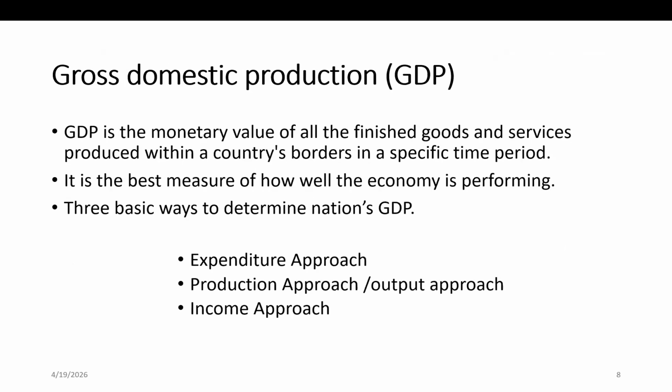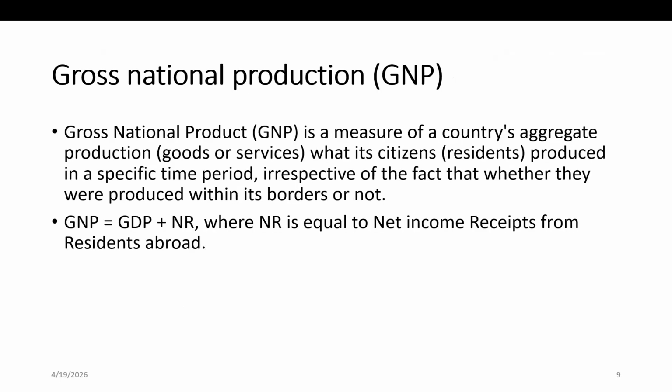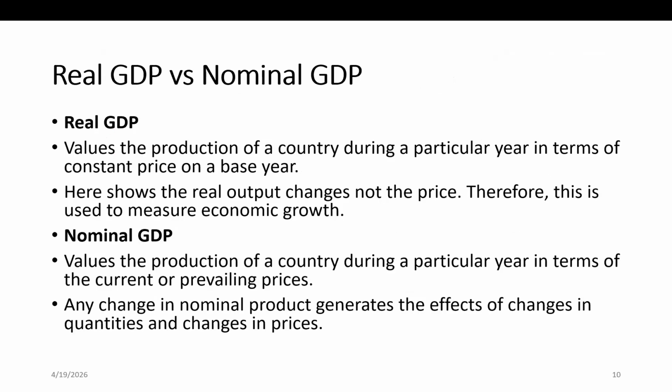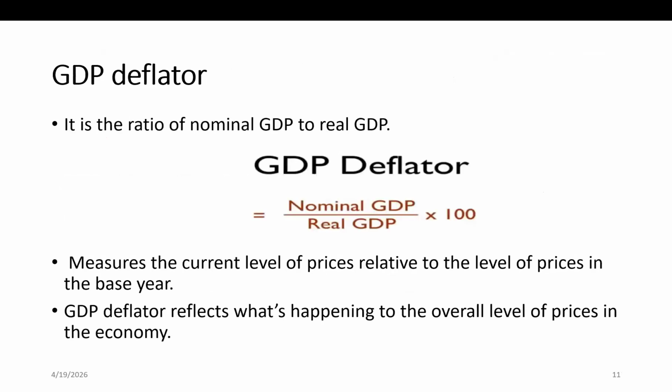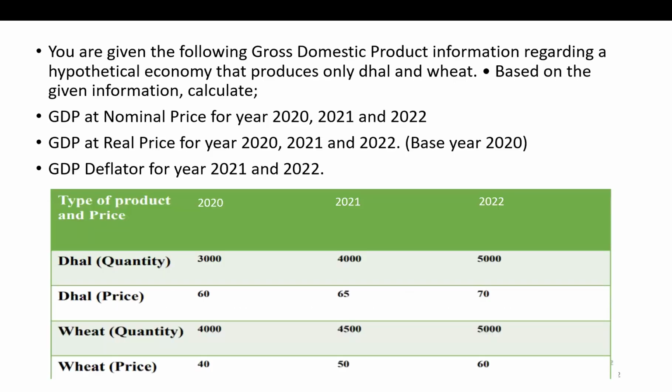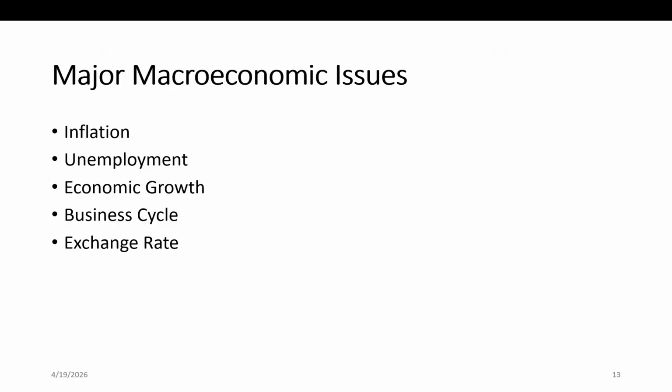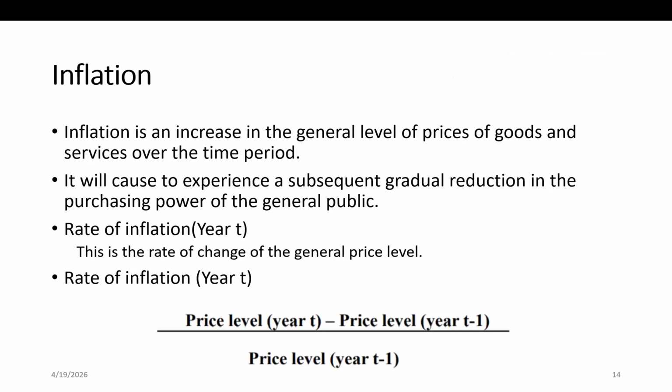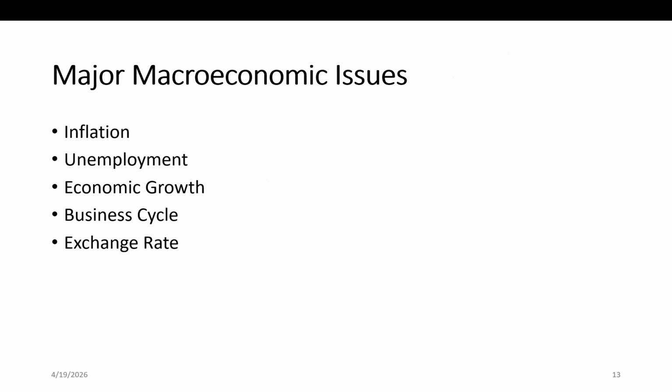We discussed the gross domestic product, how we measure it, what we mean by the gross national product, and the relationship between the gross national product and the gross domestic product. Then we learnt about real GDP and nominal GDP, and discussed the GDP deflator and how to calculate it. Then we did an example, and then we discussed the major macroeconomic issues.